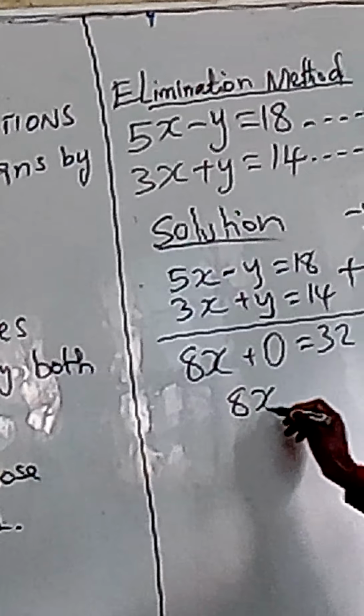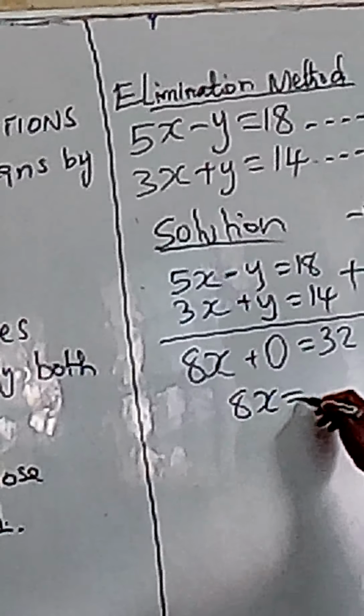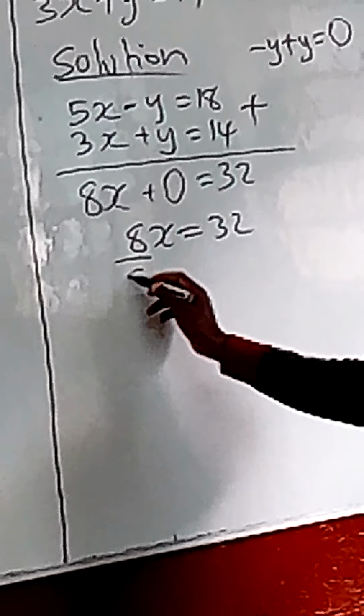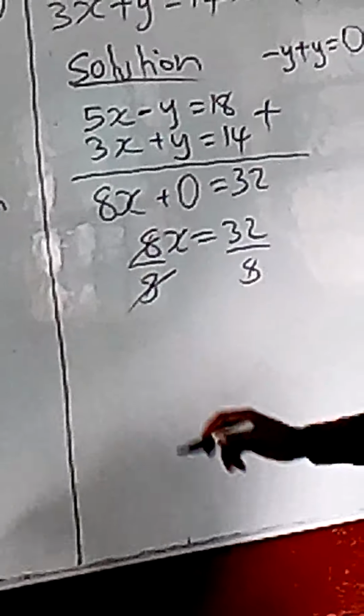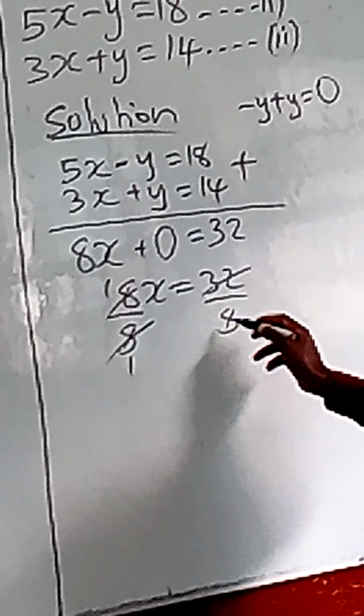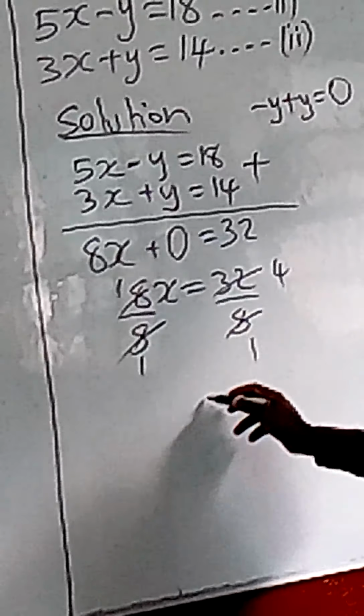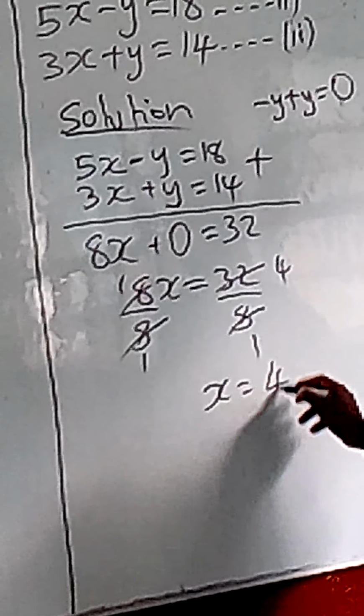You have 8x equals 32. To get the value of x, divide both sides by 8. This will cancel out, 8 by 8, 1; 32 by 8, 4. So the value of x is 4.